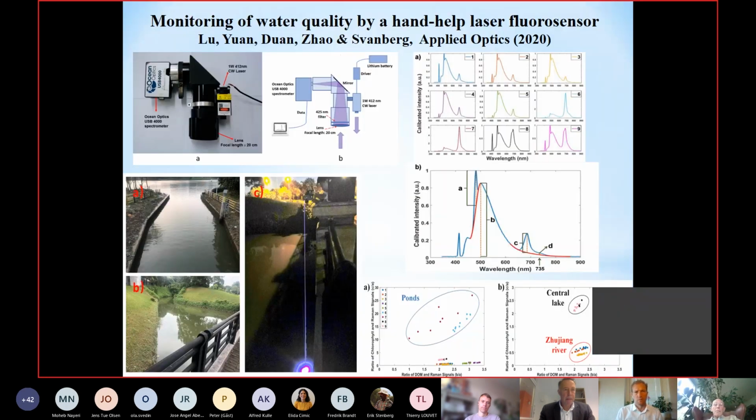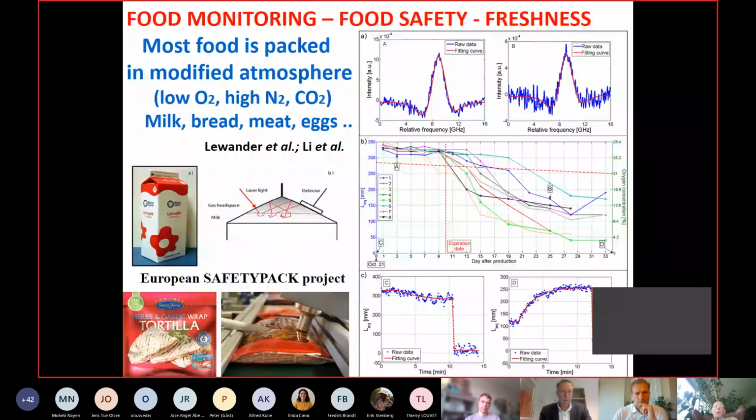Here's a simple setup we made in China, a handheld device where you point the laser beam down into the water. A lot of the water is polluted, of course, and you take the signal back to this, and you can classify from the Pearl River different areas and sort it into different types of waters, good water, bad water, and so on. Food monitoring, of course, extremely important.